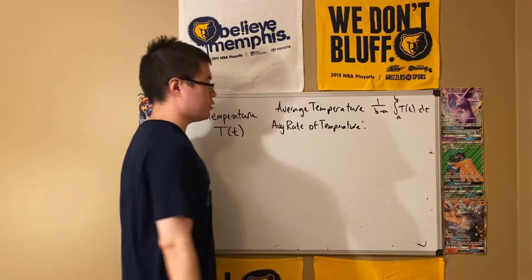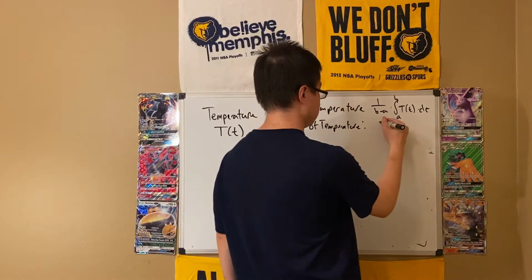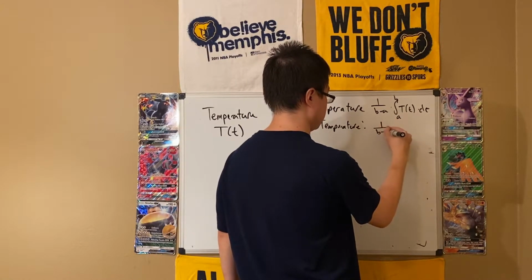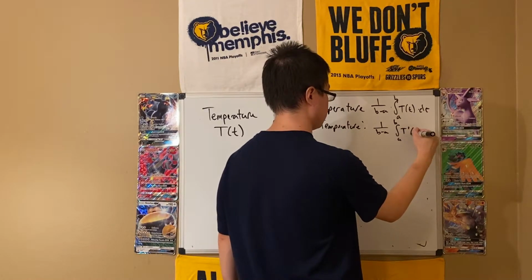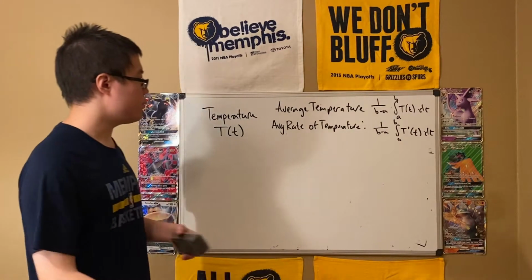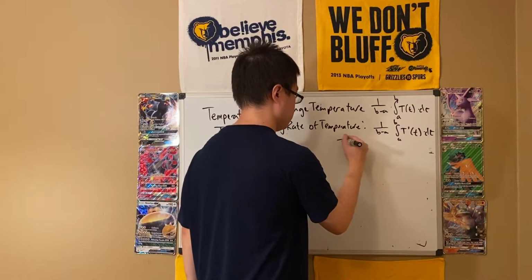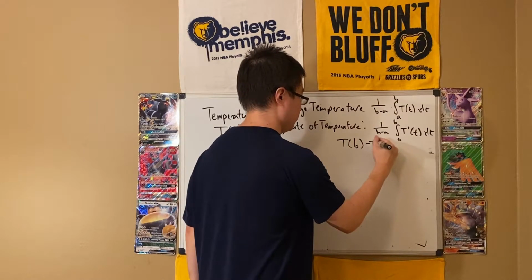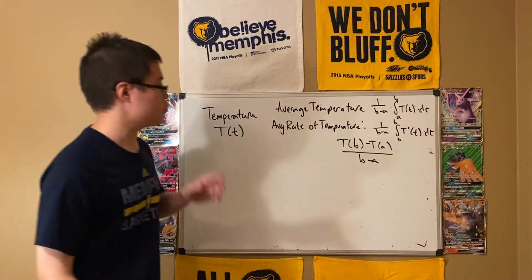Well, there would be two possibilities, just like every single time. The first possibility is it's just going to be 1 over B minus A, the integral from A to B of T prime. And then the other formula that it could possibly be is T of B minus T of A over B minus A. So let's just talk about this real quick.